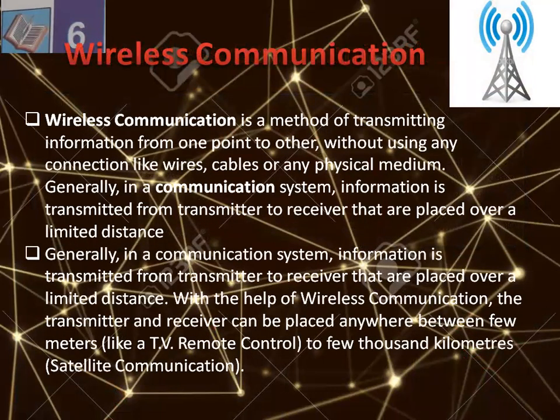Wireless communication is a method of transmitting information from one point to another without using any connection like wires, cables, or any physical medium. Generally, in a communication system, information is transmitted from transmitter to receiver that are placed over a limited distance. So this is the basic definition of wireless communication.